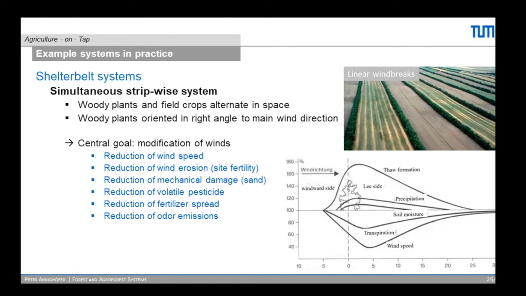And the main aim in our climatic zones here is also to modify the effects that winds can have. So reducing wind speed, reducing wind erosion, so maintaining soil fertility in view of sustainability, reducing possible mechanical damage to the plants through sands, and then a few more side effects this can also have. So reduced spread of pesticides, maybe from neighboring fields, fertilizers, but also possibly odor emissions, etc., on a landscape level. And through this modification of the wind and its speed, this can increase the productivity of the field crops in the shade or in this protected zone.